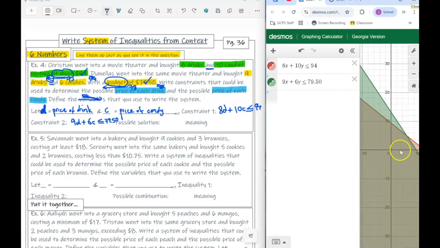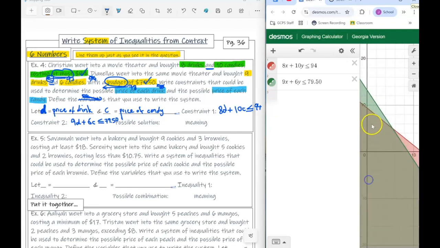My X is the price of a drink. So right here, can I have a negative price for a drink? No. So all of this side automatically is gone. Can I have a negative price of candy, which is my Y over here? No. So all of this is gone. So really my solution can only be in here. Okay, stay away from dotted lines, but there are no dotted lines.